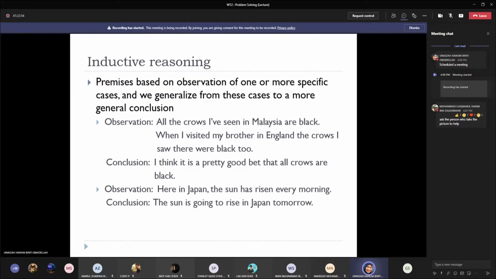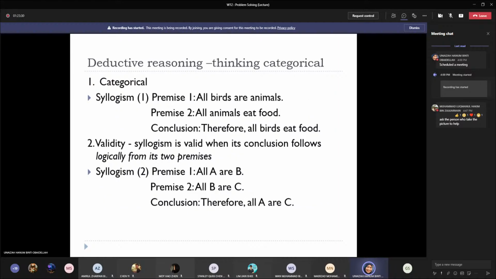Okay, so it's a known conclusion based on your observation. And you can see also, based on observation, that here in Japan the sun has risen every morning. The sun is going to rise in Japan tomorrow. So it's clear that this is basically the standard that's going to happen based on everyday observation. This is happening, and tomorrow will also be the same. Okay, so this is inductive reasoning, where we reach this conclusion based on our experience.